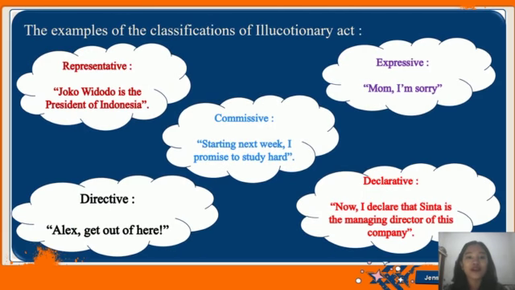This is the example of the classification of illocutionary acts. The example of representative, Joko Widodo is the president of Indonesia. The example of directive, Alex, get out of here. The example of commissive, starting next week, I promise to study hard. The example of expressive, Mom, I'm sorry. And the example of declarative is, now I declare that Sinta is the managing director of this company.